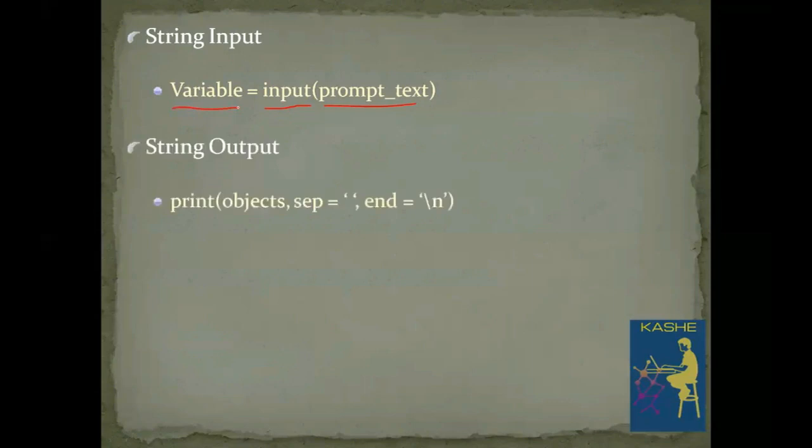Then we have string output. To output a string, we have a function called print. The print can take various objects, any number of objects, and it also has two arguments. The first one is sep. sep stands for separator. The default value for the separator is a space. And the next one is the end argument. Here the default value for the end argument is new line.